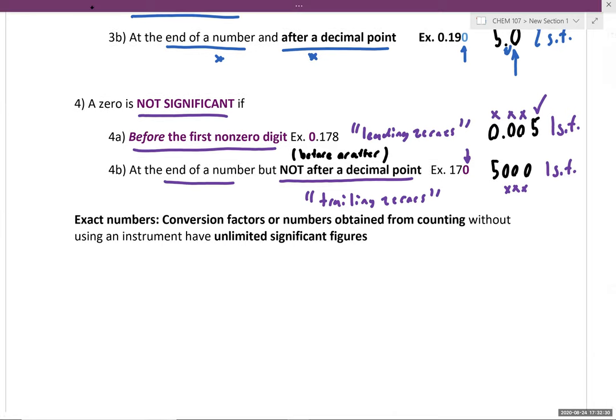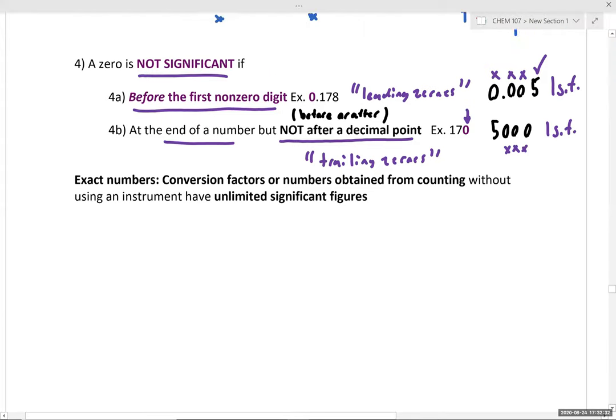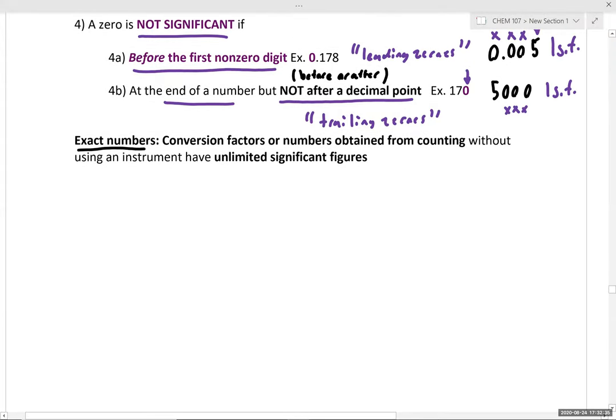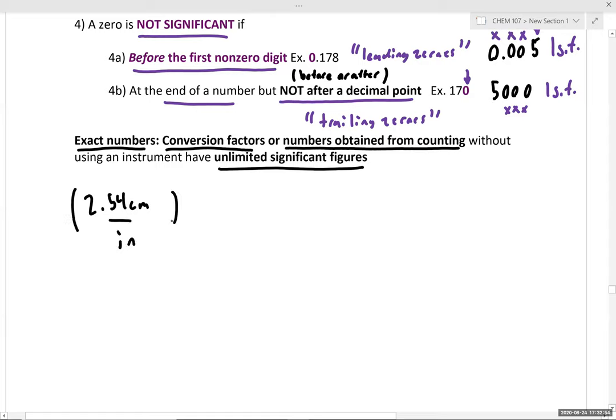So there's a special type of number that we need to talk about next, and these are known as exact numbers. Exact numbers are conversion factors or numbers obtained from counting. And exact numbers have unlimited significant figures. So for example, 2.54 centimeters per inch is a conversion factor, and this is an exact number. So for the purposes of counting sig figs, we think that this number has unlimited significant figures.